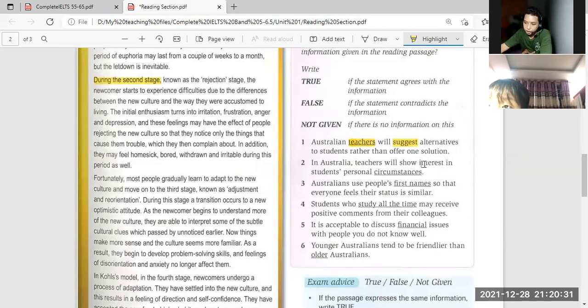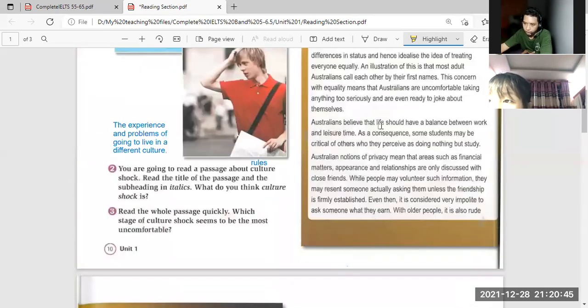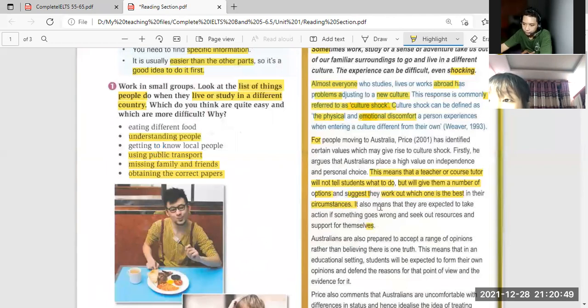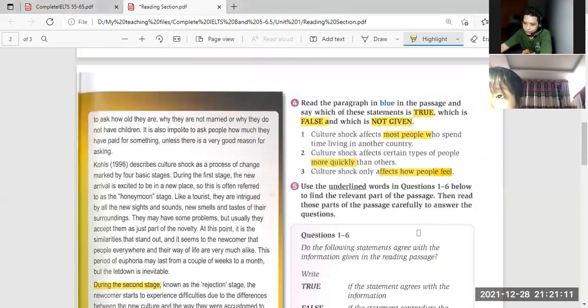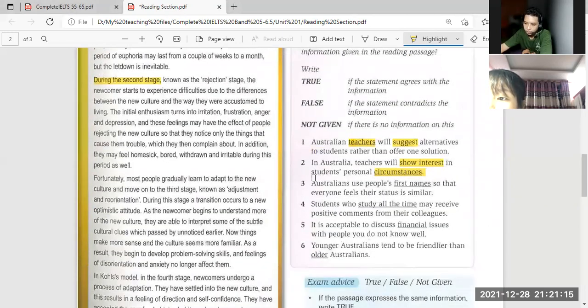In Australia, teachers will show interest in students' personal circumstances. Can you see circumstances in the paragraph? Yes. Okay, circumstances is here. So there is a reference to teachers, students, and circumstances. Is there anything that mentions show an interest? Can you find show an interest here? No. So what do you think is the answer? Teachers will show interest in students' personal circumstances. True, false, or not given?